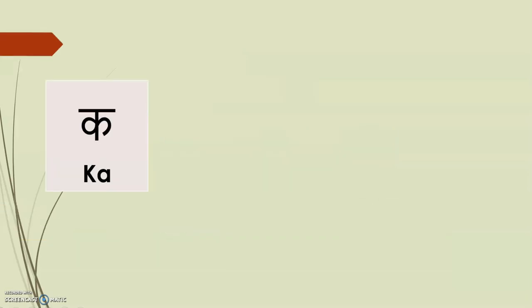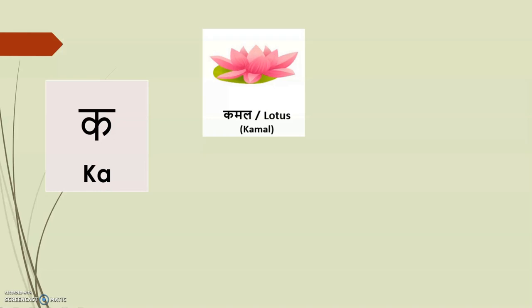So in the first group, the first letter that we see here is k. Let's repeat. It is k. In the first picture, we can see a lotus. A lotus in Hindi is called kamal.